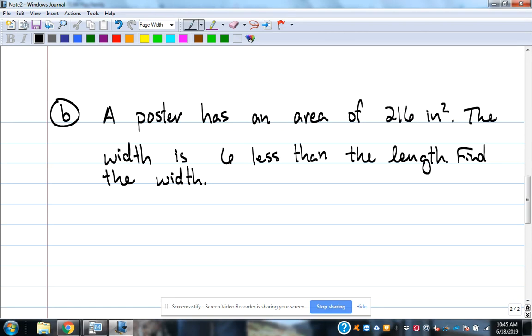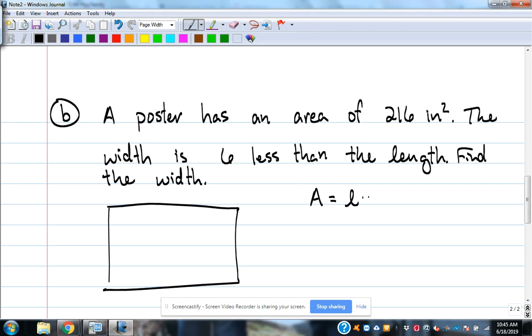So, but posters, rectangles, right? That's what shape they are. So when we talk about a poster, it's a rectangle. And we know that the area of this thing is 216 square inches. And we find area of a rectangle by saying length times width, right? So that's the common knowledge part of this, that knowing how to find the area of a rectangle is an important formula to have there.